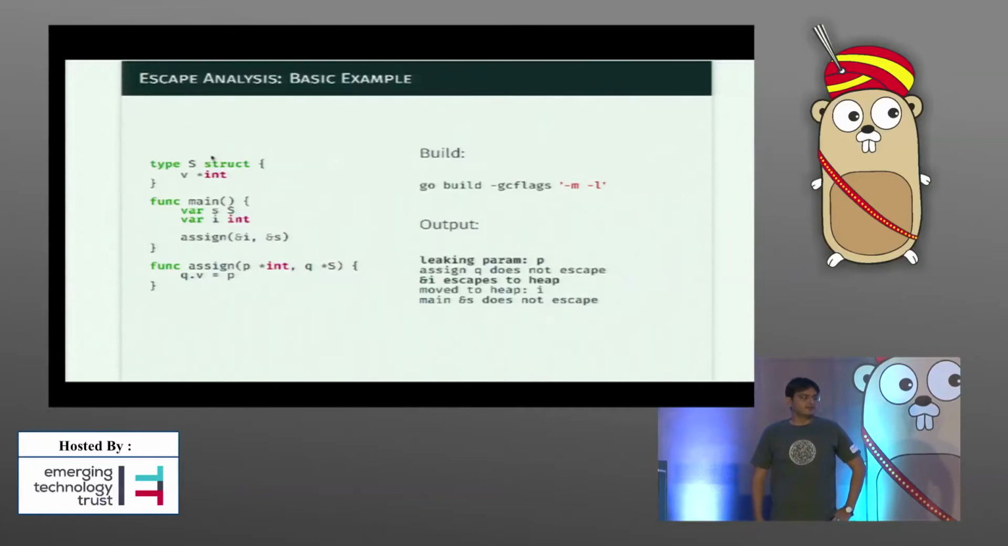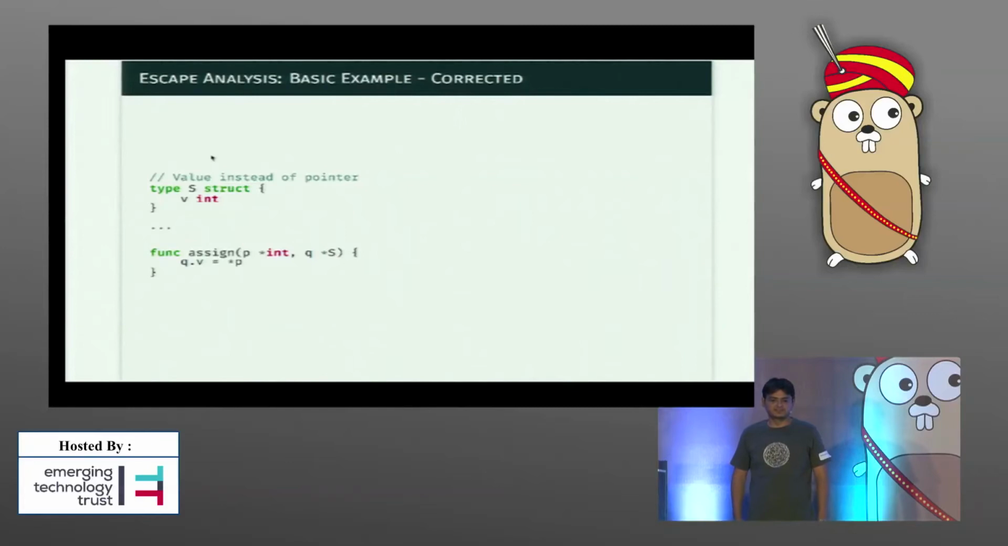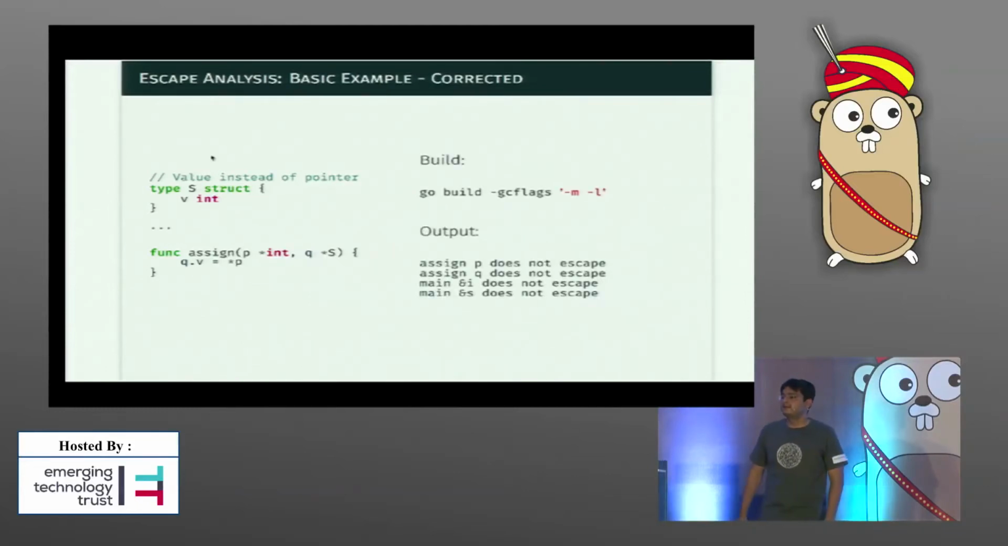And consequently, because I'm passing a pointer to the function, it has to now move this variable to the heap, right? Because now it cannot manage the memory within its own function's stack. Okay, so it's a very simple example. To correct it, all you need to do is simply replace the pointer allocation with a value allocation, and that should solve the problem. Yes?